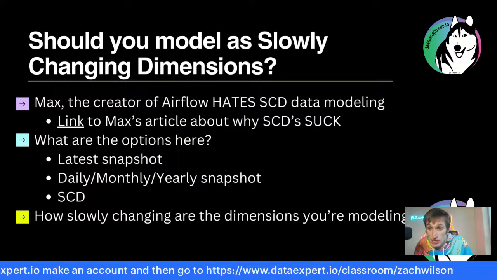The problem with that one is that it doesn't compress very well and you have a lot of extra data, but storage is cheap. So generally speaking, that's also not a half bad option. And then the last option is modeling a slowly changing dimension.